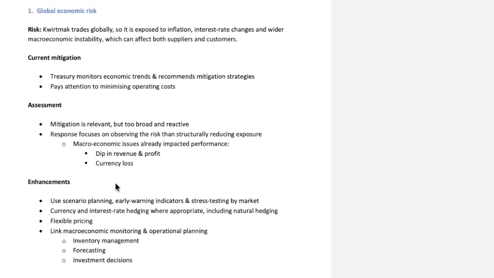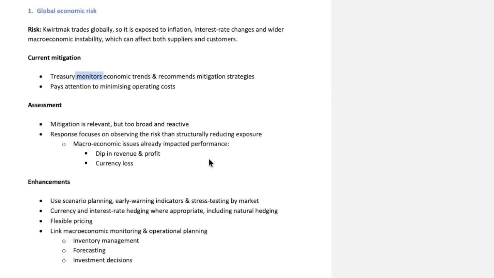Why am I saying it? Because the Treasury Department's response focuses on observing the risk, rather than structurally reducing the risk exposure. So as per our risk report, our Treasury Department is hell-bent on monitoring economic trends. Rather than monitoring, their prime responsibility is to ensure that they come up with foolproof mitigatory strategies, and such mitigatory strategies which they have identified should be included within the risk report, so that all stakeholders, especially the management of Kwirtmak, know how to deal with these types of macroeconomic issues.